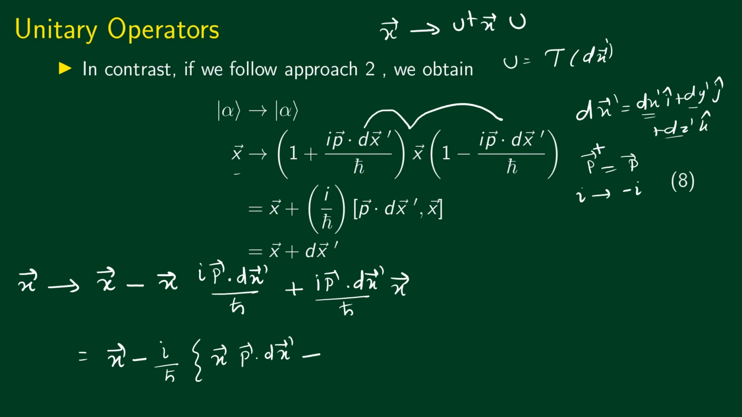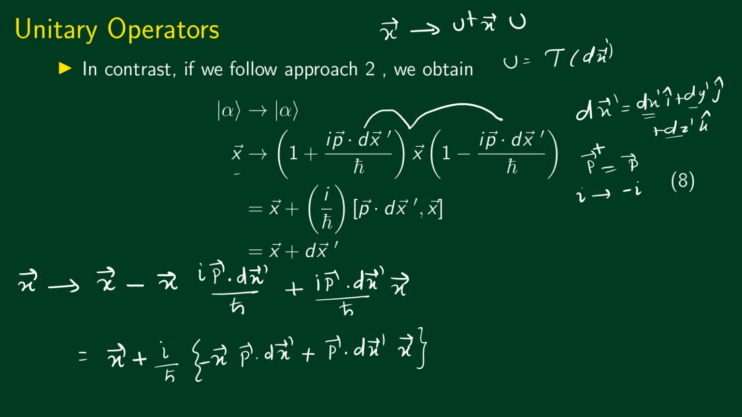So I think I'll pull plus i/ħ outside. Okay, so it's minus x vector p vector dot dx vector prime plus p vector dot dx vector prime multiplied by x vector operator, or the position operator. Now sometimes when I say these things, I might miss the word operator. I may simply say x vector, but you remember that it's an operator.